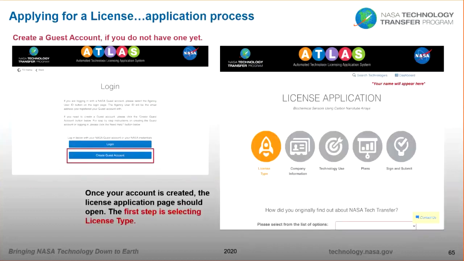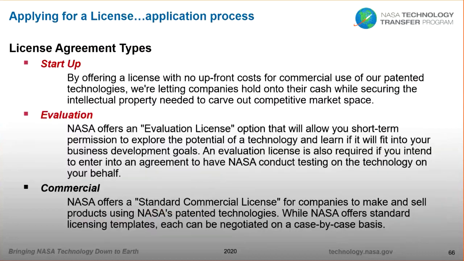So after you click on the apply now, you come to our Atlas page, which stands for Automated Technology Licensing Application System. You would click on the create guest account, and once your account is created, the license application page should open. And the first step is selecting the licensing type, and I'm going to be going over the 3 types. So you have the 3 types of licensing agreements: a startup, an evaluation, and a commercial license.